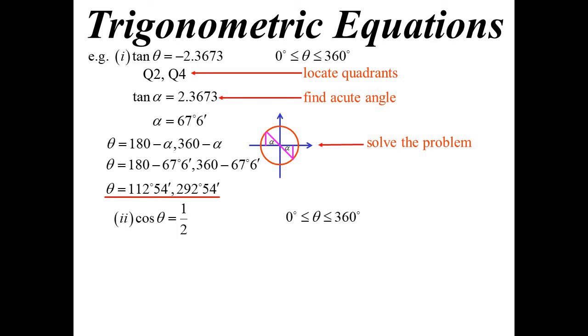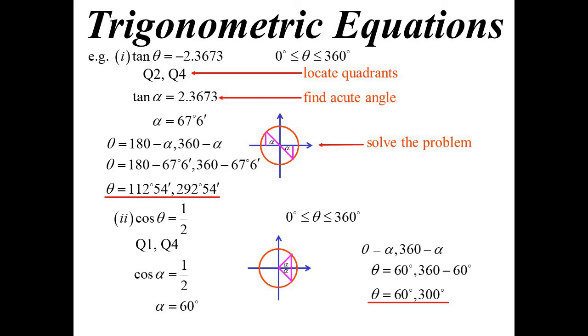So let's try another one. Cos theta equals a half. Once again, we're going between 0 and 360. That's one of our exact values, actually, isn't it? Locate the quadrants. This time, it's the first and the fourth quadrant. The acute angle is 60 degrees. So I know that in the first one, well, it's just normal. In the fourth one, 360 minus that. So I'll end up with 60 and 300 as my possible answers.